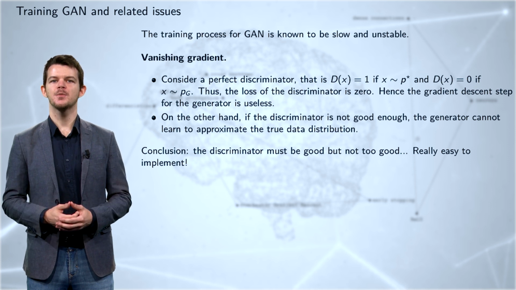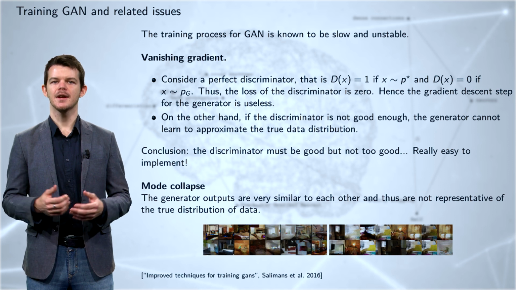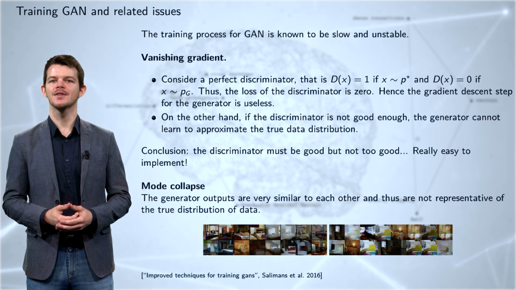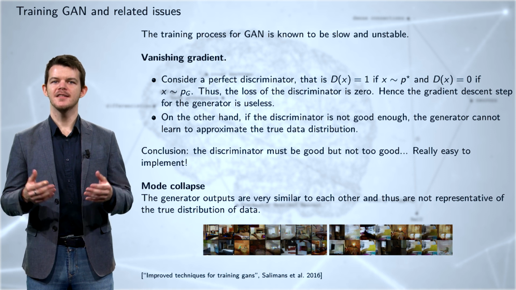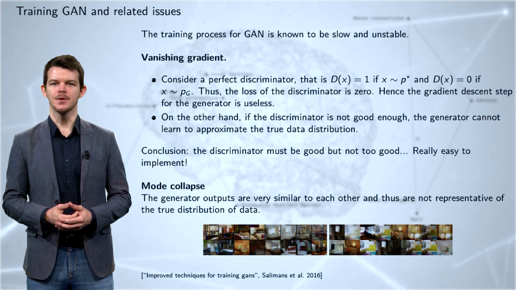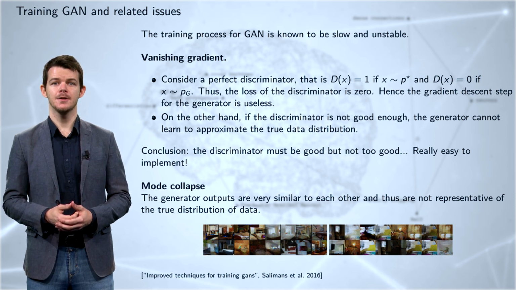Besides, a major problem with GAN is the mode collapse phenomenon. It corresponds to the case where the generator outputs are very similar to each other and not representative of the true distribution of the data, which may be more diverse. You can see that in the bottom right picture, where you have images produced by a GAN. You can see that several of them are identical and also very different from the true data on the left.